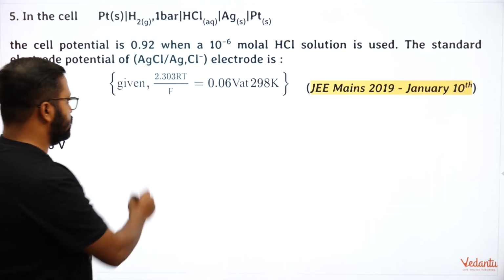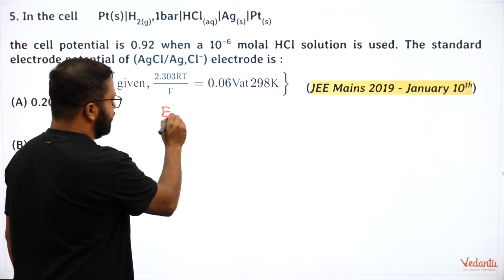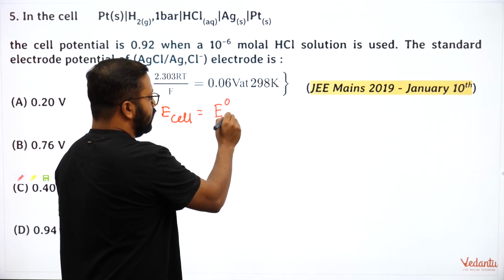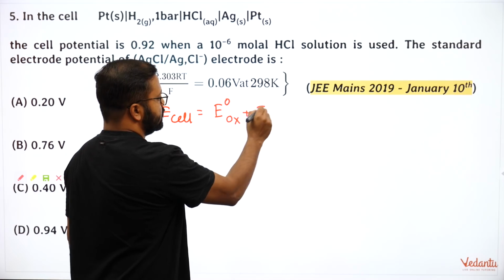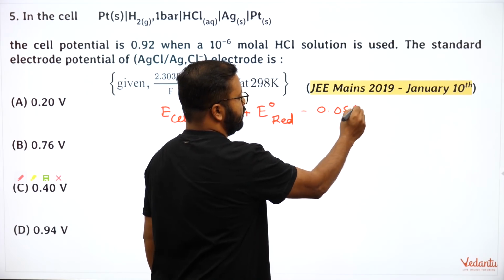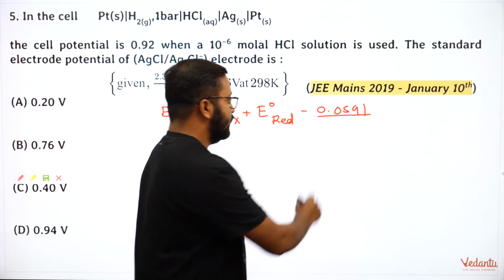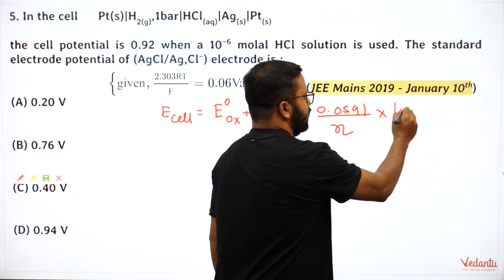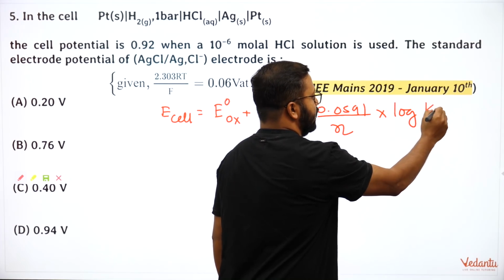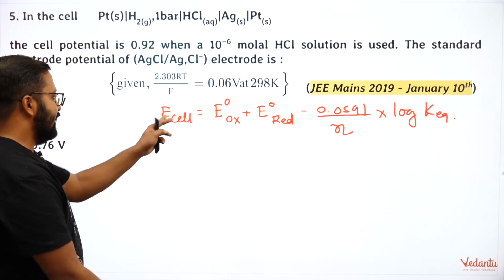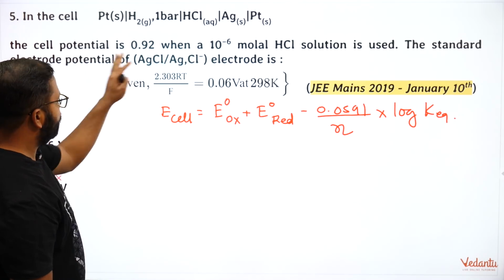So how do we solve the question? We will write E cell as equal to E naught oxidation plus E naught reduction minus 0.0591 by n times log equilibrium constant. ठीक है? E cell का वैल्यू कितना दिया गया है? 0.92.